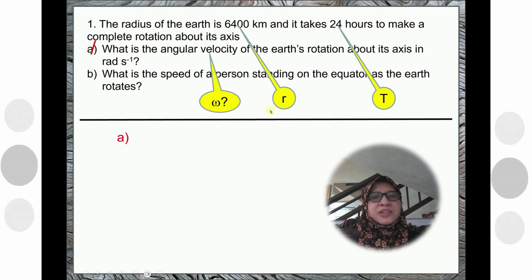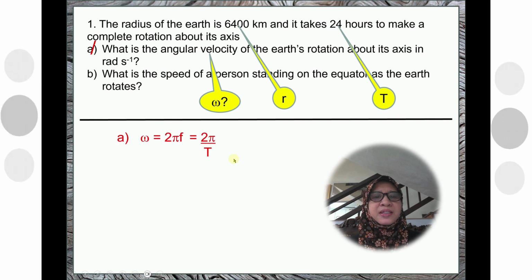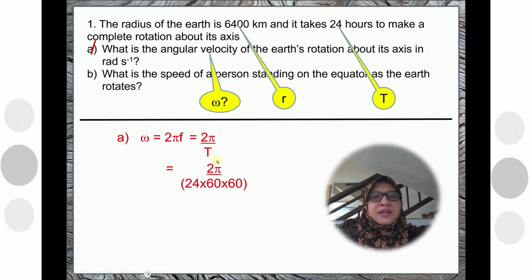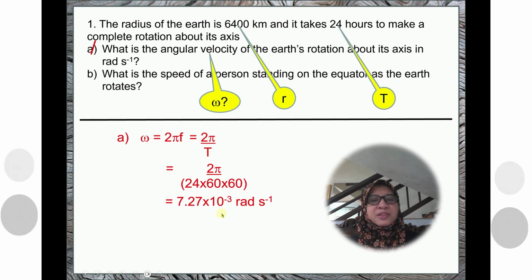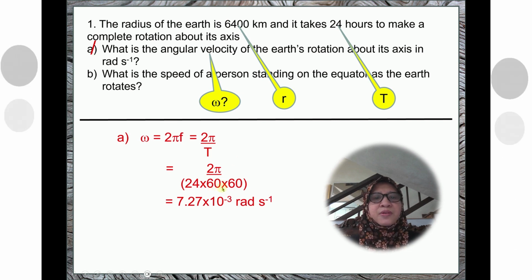Okay, for question A, we can use angular velocity equals 2 pi f, and f is 1 per T. So we substitute all the values into the equation here and we get 7.27 times 10 to the power of negative 3 radians per second. Okay, so the hours here we convert to seconds. So 24 hours times 60 times 60.